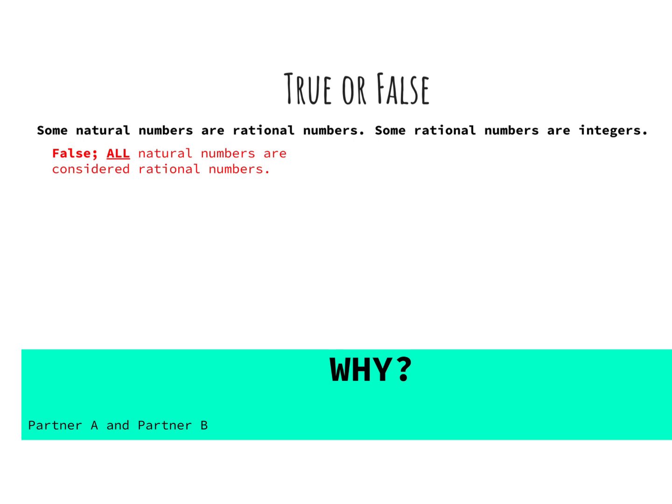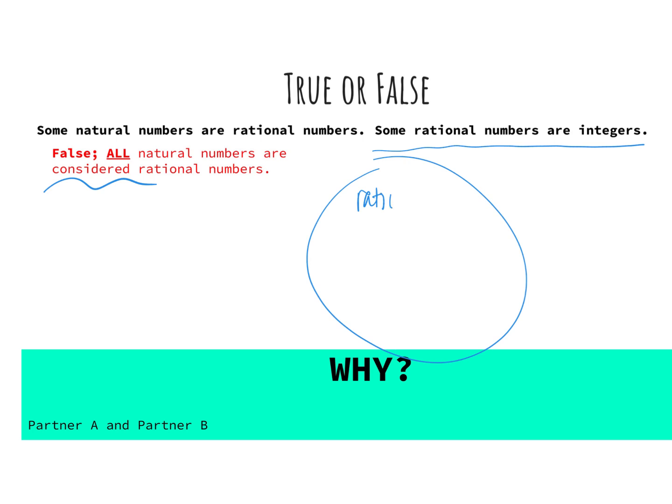Okay. And the next one, so here was our statement that's false. Here is our next statement. Some rational numbers are integers. Okay, that's kind of like the some natural numbers statement. If rational numbers are the largest part of the groups, then that means that all integers must be rational numbers. So that's also false.